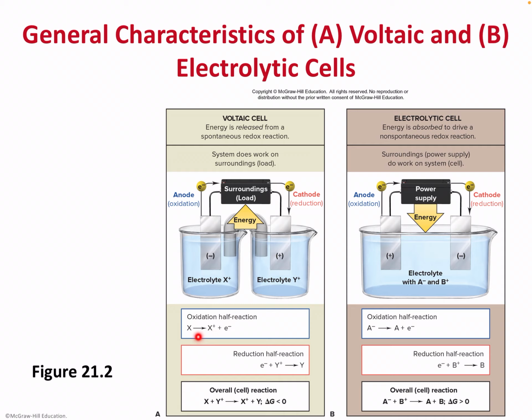Oxidation half reaction, you lose electrons. Reduction half reaction, electrons will be taken up by the cathode and then reduced. So the overall reaction would be X plus Y plus, giving you X plus and Y. Delta G is going to be less than 0, which is spontaneous.